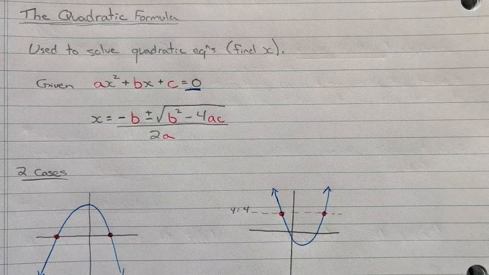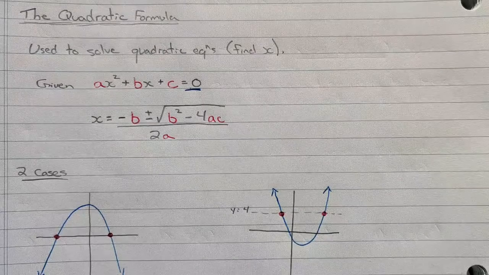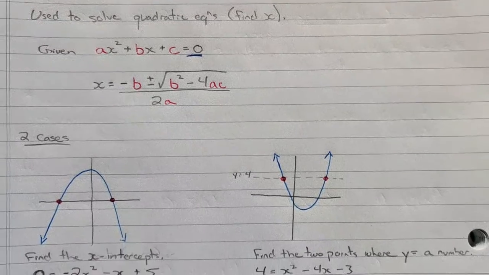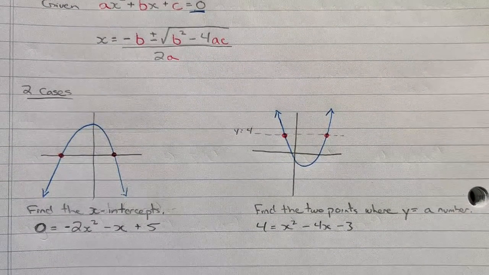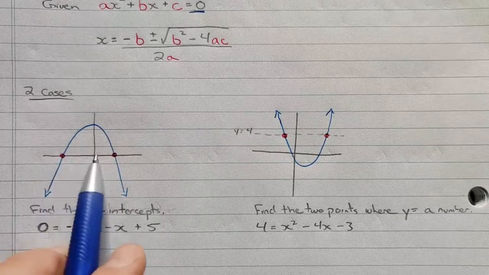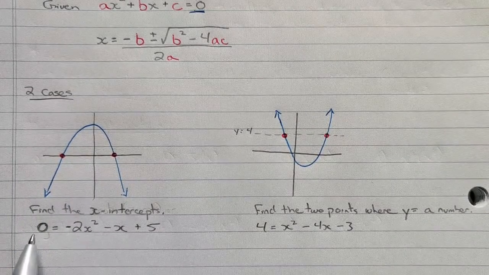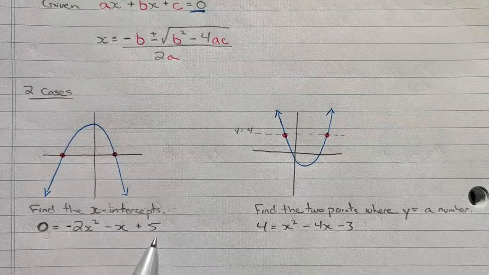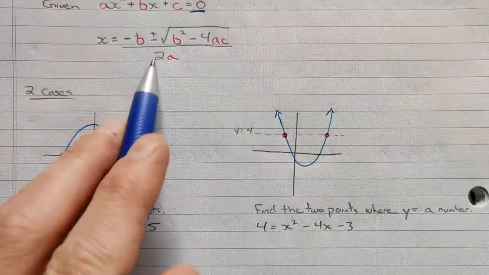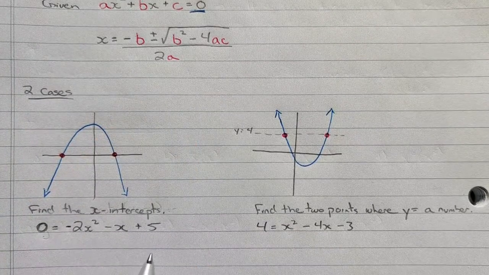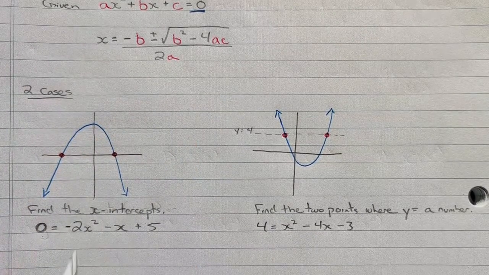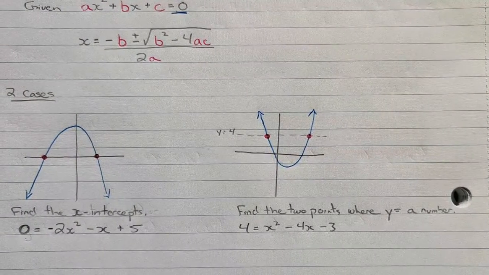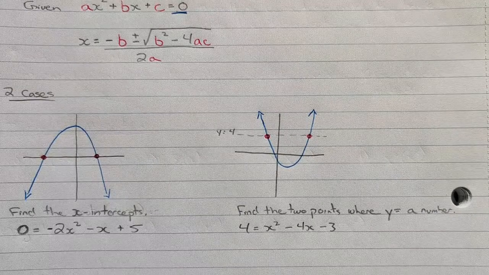When you fill that in and work that out, that will give you the two possible solutions for your situation. There are two cases of things that we're looking for. We're either directly looking for the x-intercepts, such as when we just want to find where those x-intercepts are. So you might have an equation like 0 equals negative 2x squared minus x plus 5. We can then just sub in for a, b, and c and get our two roots and find out what these are. The other case is when we're not explicitly finding the x-intercepts, but we're finding those 2 points when y is a number.